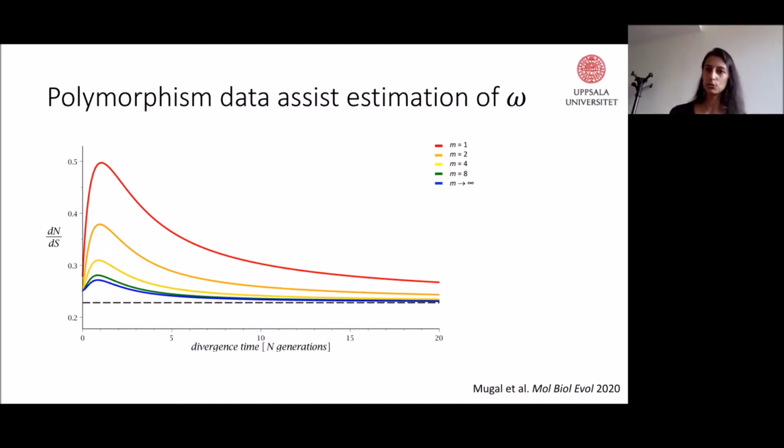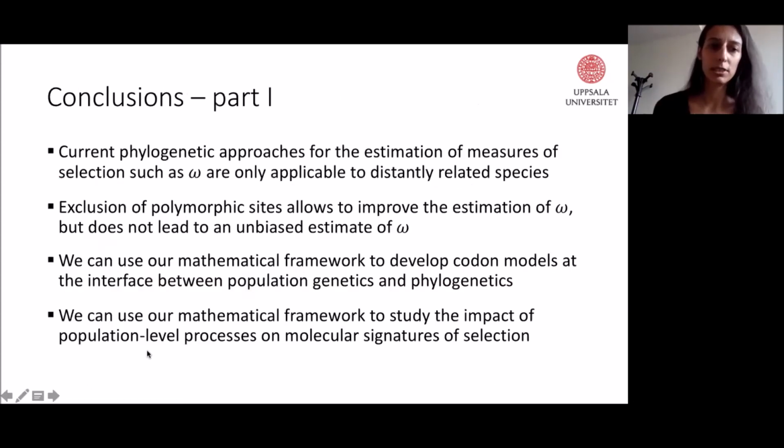What we need to do, if we want to get a correct estimate, is model polymorphism within phylogeny. This is the only way we can correct it; we cannot correct it by simple exclusion. So to conclude this first part, current phylogenetic approaches for the estimation of omega are only applicable to distantly related species, something we already understood intuitively.